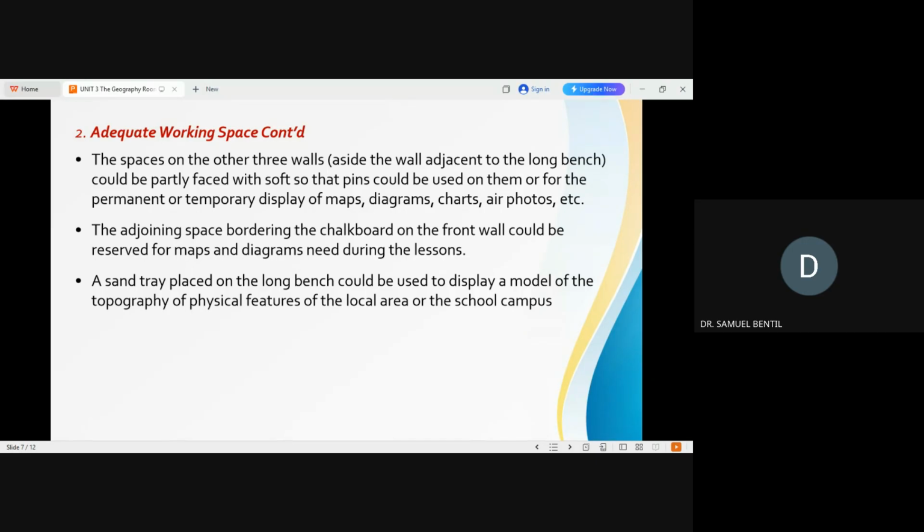So what we are trying to say is that the other side of the walls can have these soft fittings, just like when you go to some schools, they have what is called a notice board. Those notice boards have some foam and some cloth, that's what is called soft-faced, so that you can use pins to pin things on the notice board. So the other side of the walls can be used for that purpose, so that maps, charts, diagrams, and things can be hung over there.